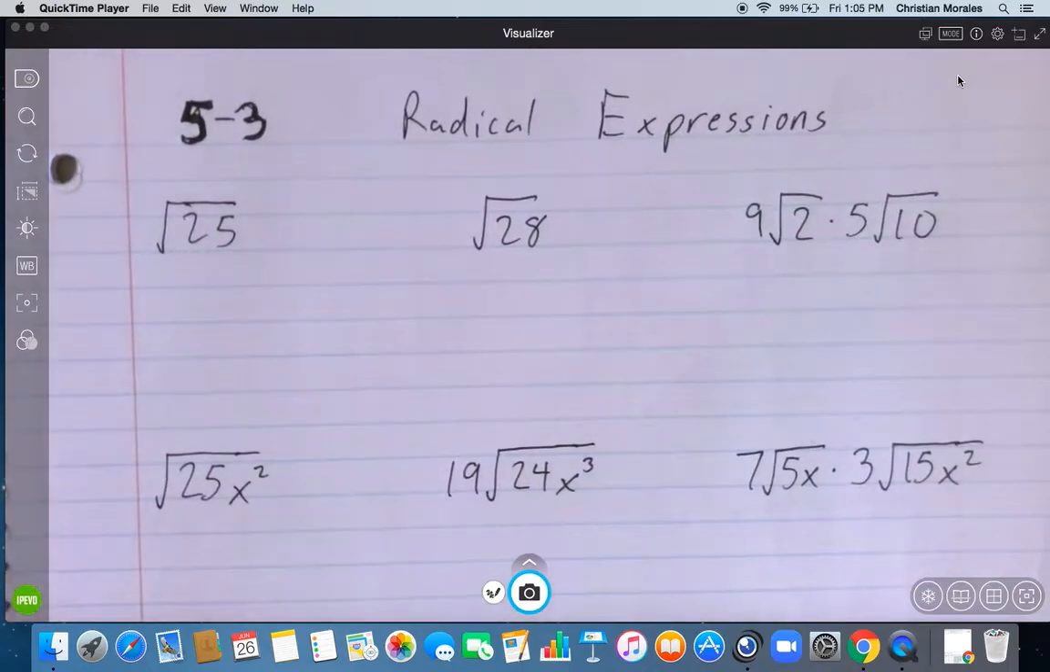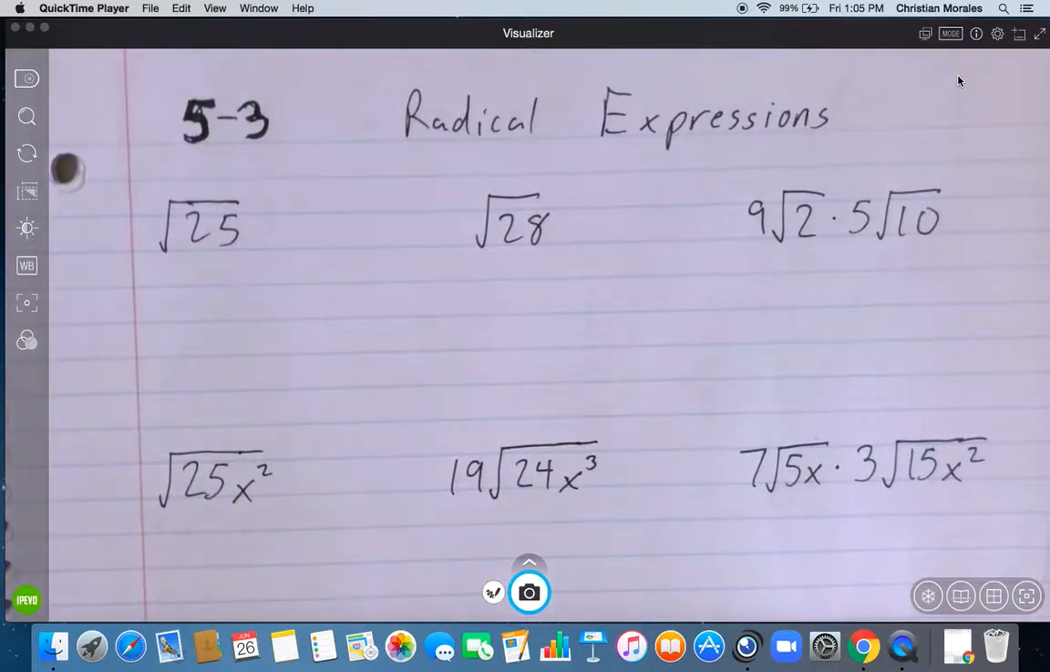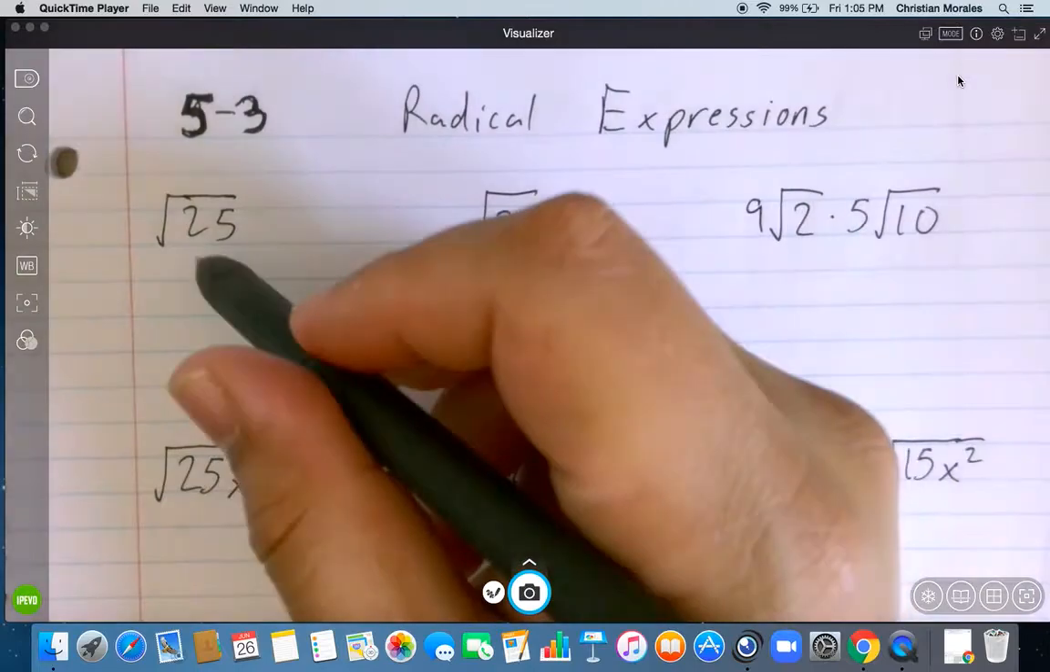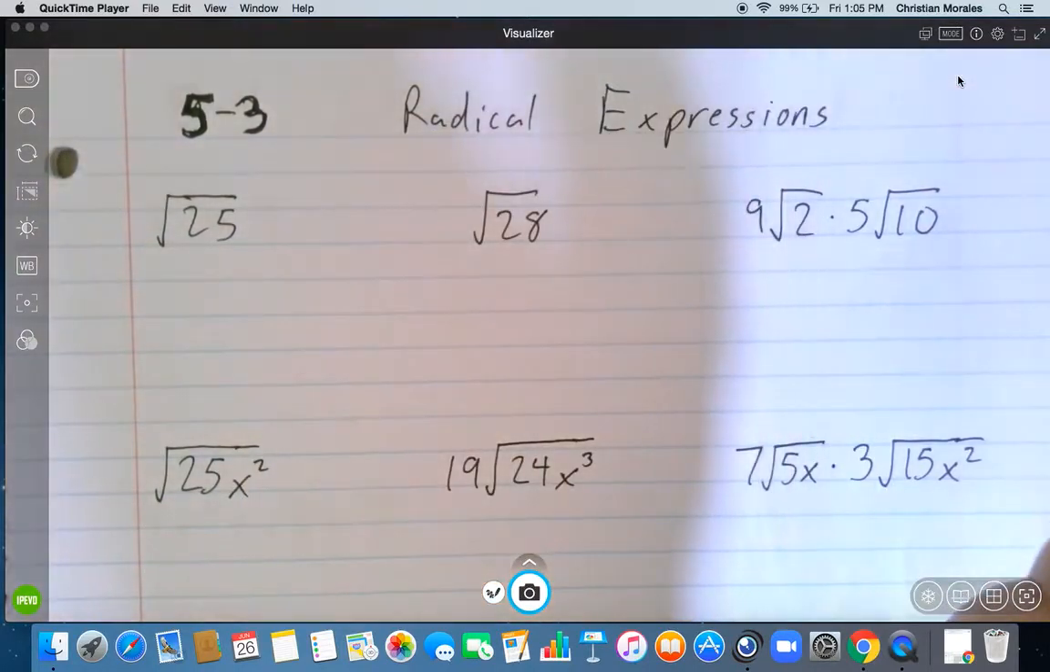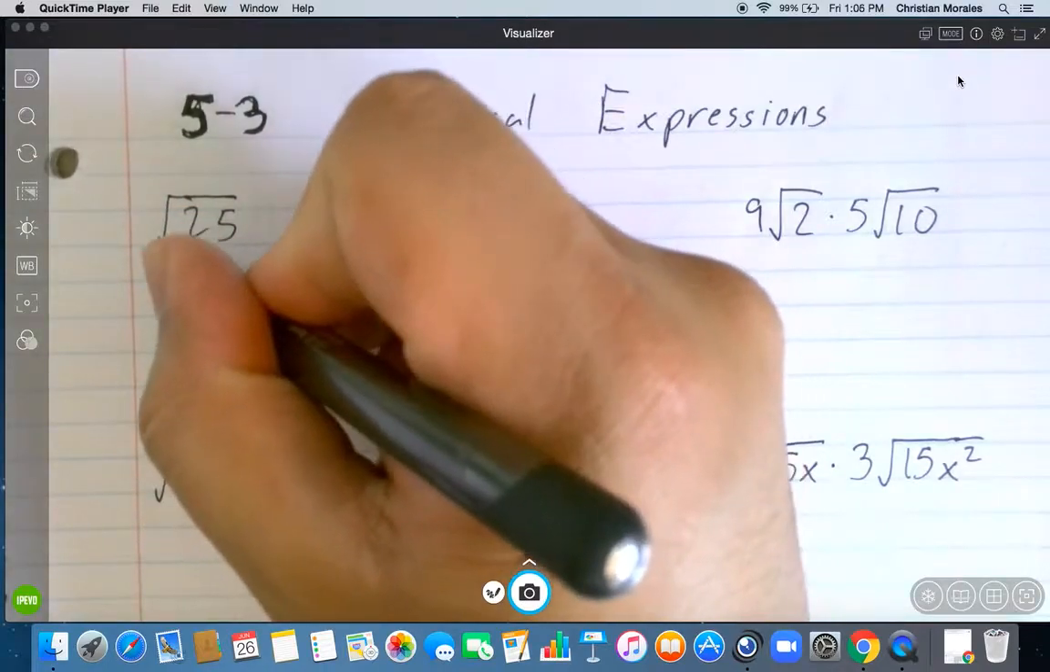Okay, part three, radical expressions. Now this seems like it's nothing to do with quadratics, but it'll make more sense when we get to the last lesson. But let's review how you solve square roots. Now you have a calculator. So if I ask you to take a calculator out and take the square root of 25, what you're going to see is 5. The answer for this is 5.